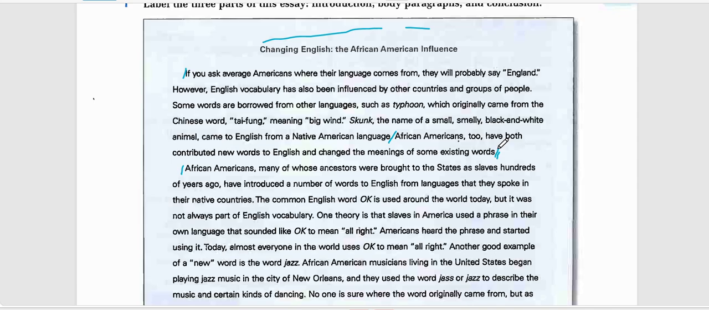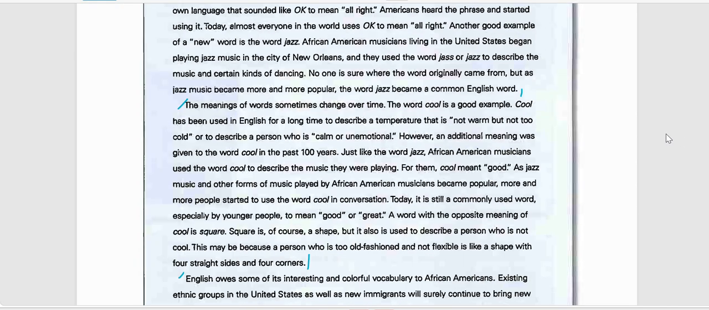Sorry. Why is this a thesis statement? Because it gives the main idea. These were all the introduction, but this sentence gives the main idea. Why? See, "African Americans have both contributed new words to English and changed the meaning of some existing words." See the other paragraph, what it starts with. African Americans. The meaning of the words.